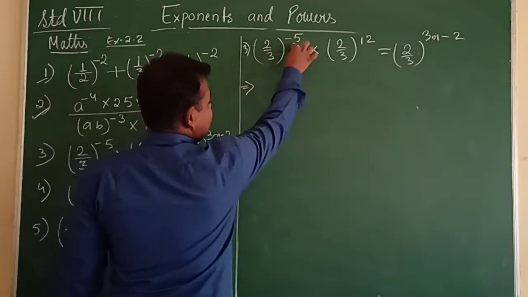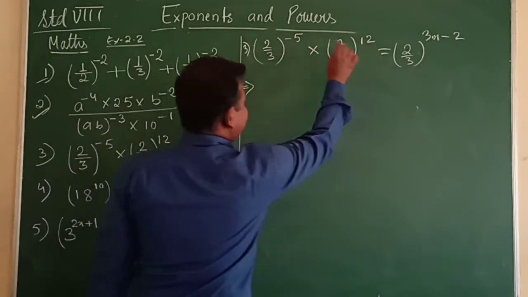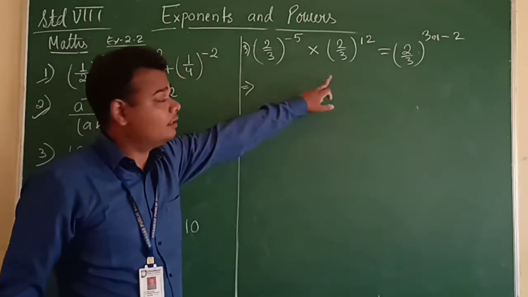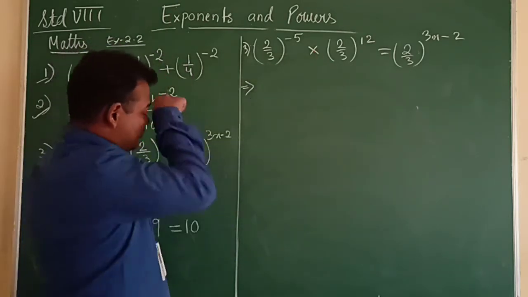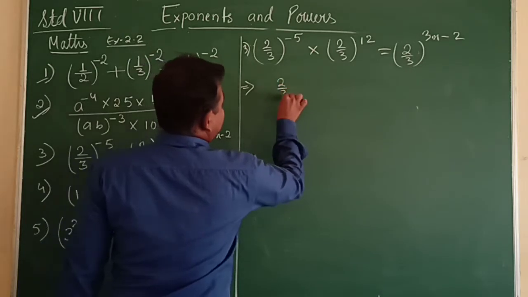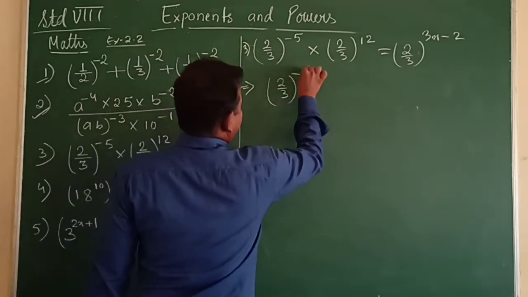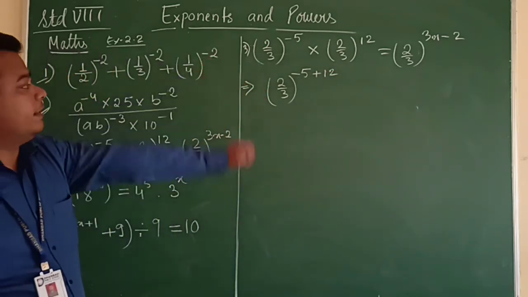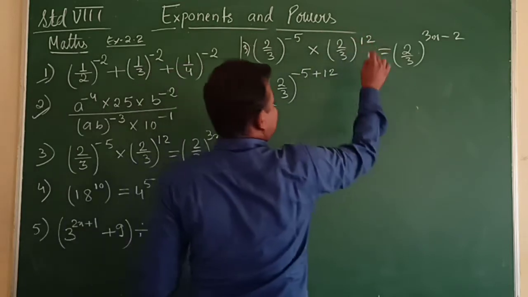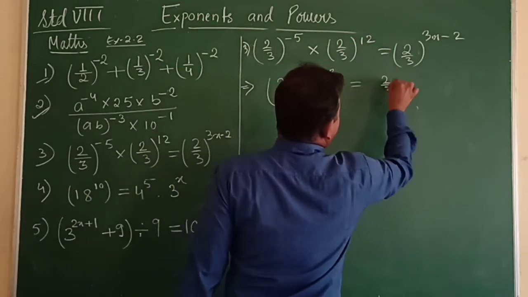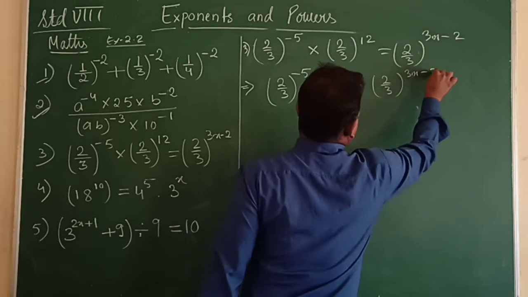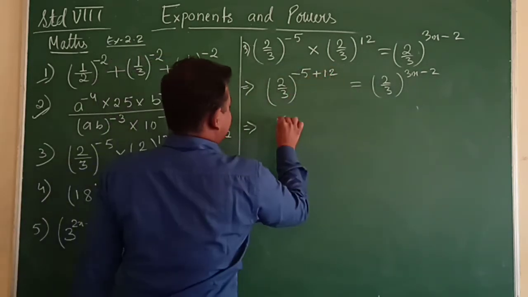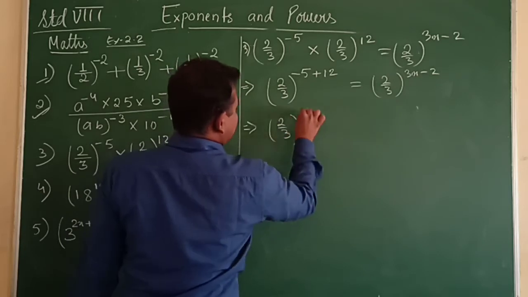So we will just use simple laws of exponents. (2/3) to the power minus 5 multiplied by (2/3) to the power 12. Here both the bases are the same, that is 2 by 3, and there is multiplication. As we know, when both the bases are the same and they are in multiplication, we add the powers. We have done addition in the power, minus 5 plus 12, and the base is written as it is, no changes here. Now we know that minus 5 plus 12 is equal to plus 7.